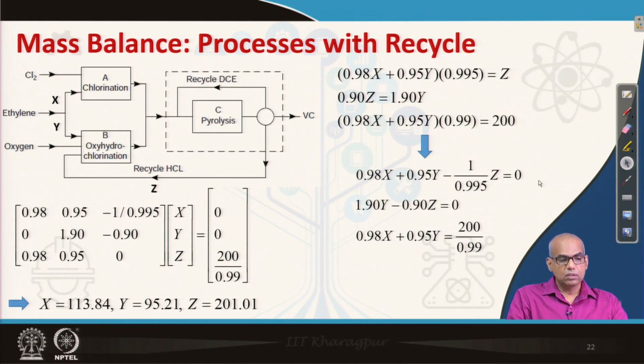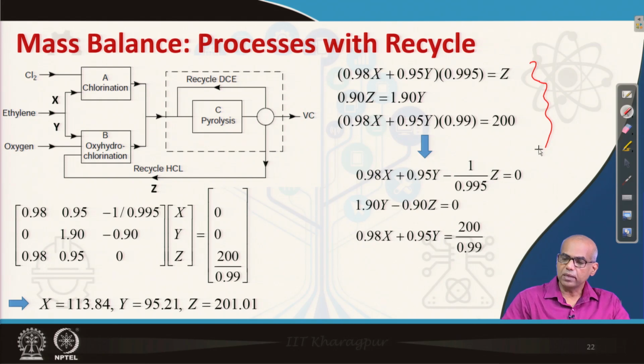So, the flows of ethylene to block A is 113.84 and to block B is 95.21, recycle is 201.01. You can also solve these 3 equations by substitution method also.